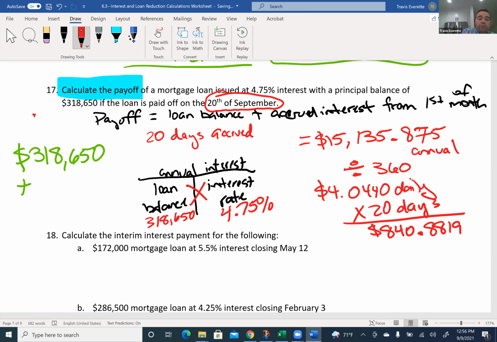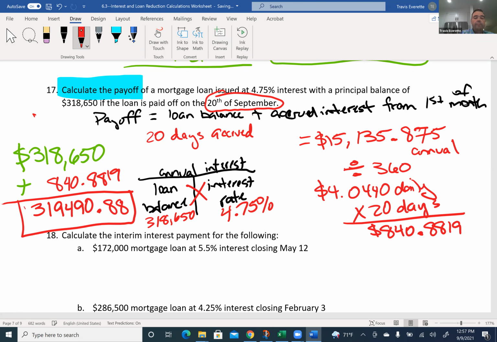Now I can bring that accrued interest over here to my payoff calculation. So plus 840.8819. And what do we come up with? Looks like $319,490 to me. $319,490 and about 88 cents for a payoff. $319,490.88 because we added 20 days worth of accrued interest.